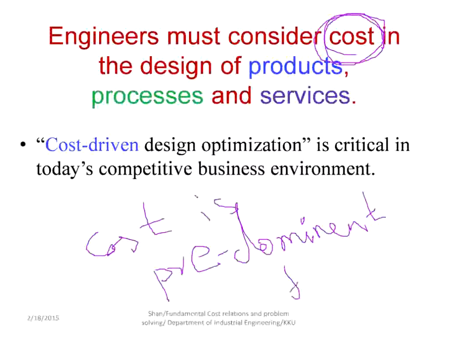Understand? Cost is the predominant function, because if material is affected, cost will be affected. If labor is affected, cost is affected. If time is affected, cost is affected. Everything, if any of the resources is affected, finally the cost is affected. That is why engineers have to concentrate more on cost.